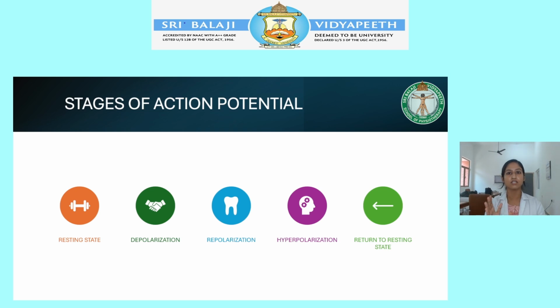Next, stages of action potential. The first one is the resting stage, second is depolarization, third is repolarization, fourth is hyperpolarization, and the last one is return to resting state.